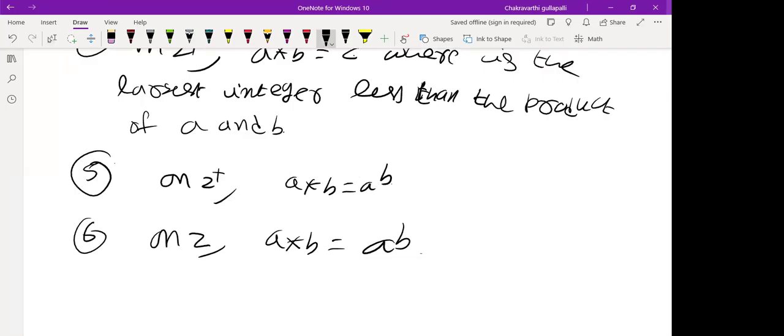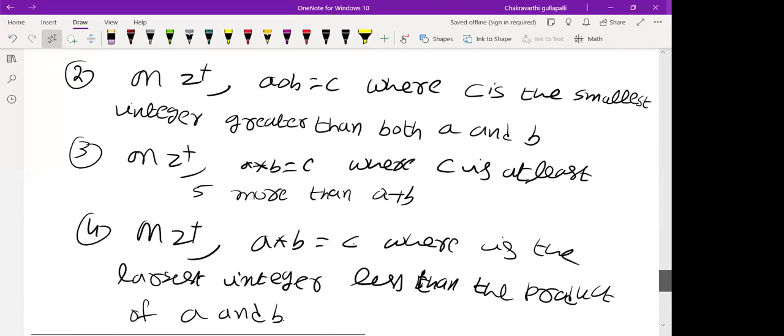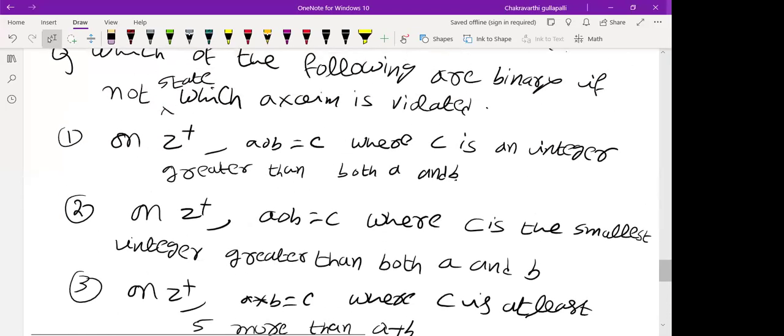Let us go with the first one. Always you find questions like this in the majority of textbooks. Only A circle B means A plus B, binary operation means plus, minus. Only these two things you are learning. But there are many binary operations like this. So on Z plus, A circle B is C, where C is an integer greater than both A and B. Let us go with this.